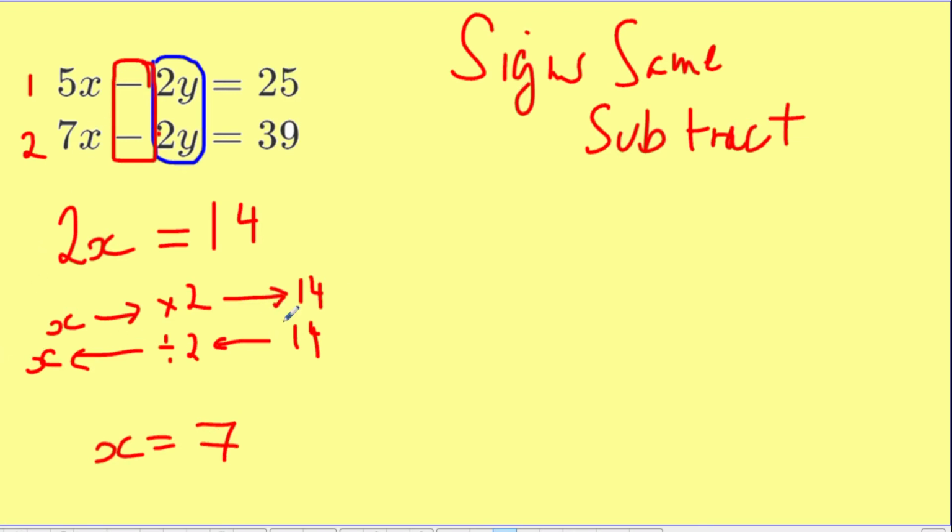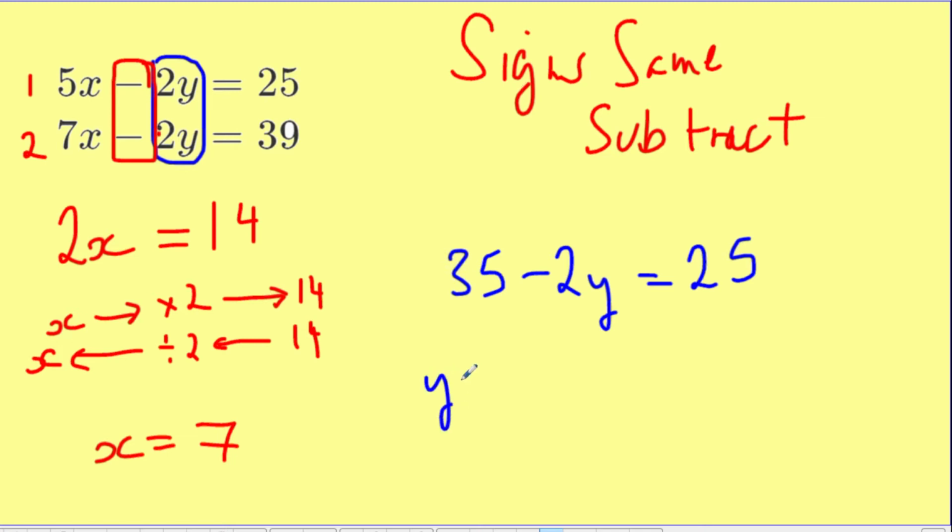Okay, so we've got the x now. Now we're going to try and find the y. So now we know that 5x, if x is 7, 5x is going to give us 35. So 35 minus 2y is equal to 25. Okay? So again, we can do our flow diagram again. We've got y times 2 plus 35. Oops. That's a positive 35 there.